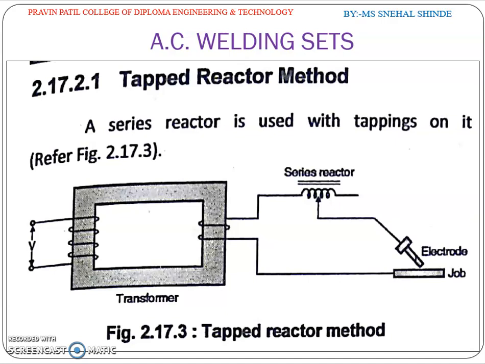So first is the tap reactor method. A series reactor is used with tappings on it. The output current can be varied by selecting the appropriate tap. Different values of current can be obtained by this method.